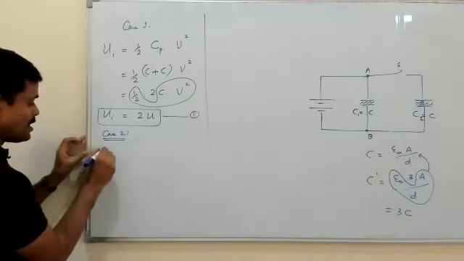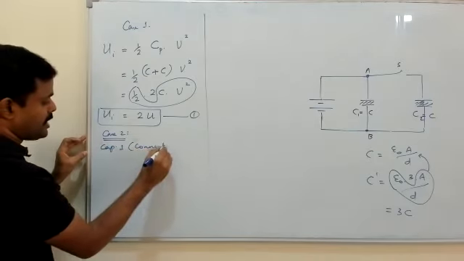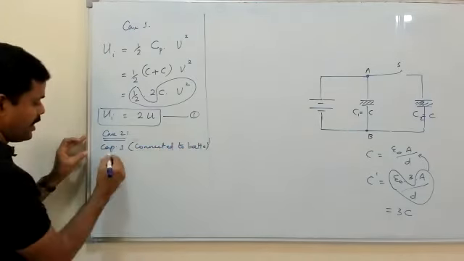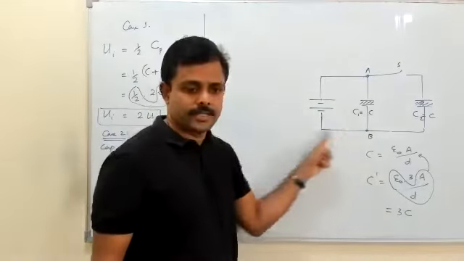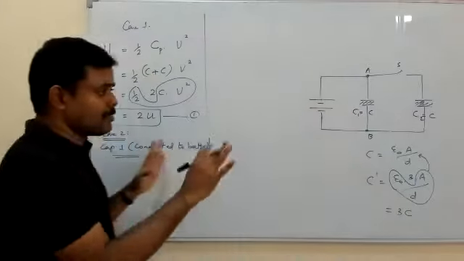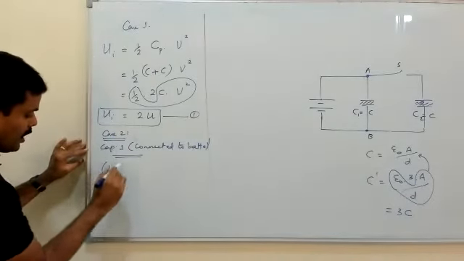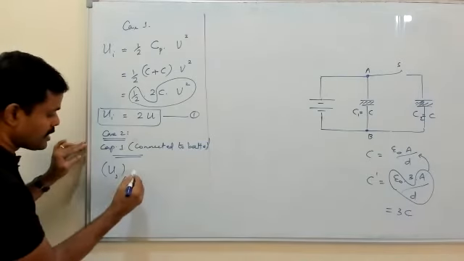Capacitor 1 is connected to the battery. Even now it is connected to the battery. See this? Capacitor 1 is connected to the battery even now. The circuit is perfect. Nothing is broken there. So which equation should I use? Connected to battery means voltage is a constant.